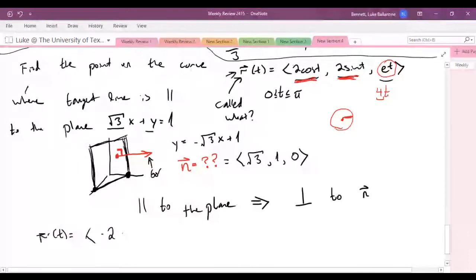We get negative 2 sine t. The derivative of 2 sine t is 2 cosine t. Derivative of e to the t is just e to the t. Okay? And so we're going to take this derivative, we dot product with the normal vector, and it's equal to 0 because we're orthogonal. I'll always fall back on the dot product being 0.